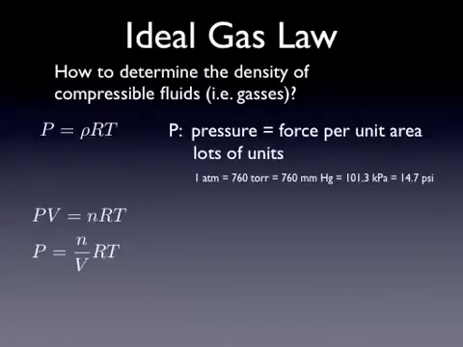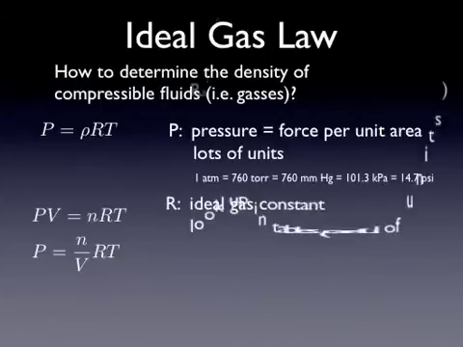So let's talk about these different variables in the equation. P is for pressure, and that's the force per unit area. There are lots of different units you can use for pressure: atmospheres, torr, millimeters of mercury, kilopascals, psi. Kilopascals and psi are the most common units used in either the metric or the English system.